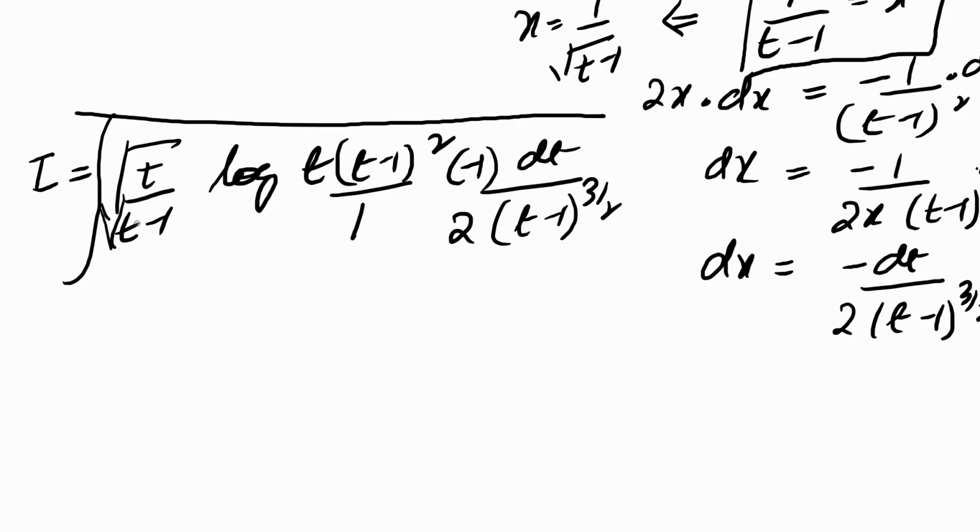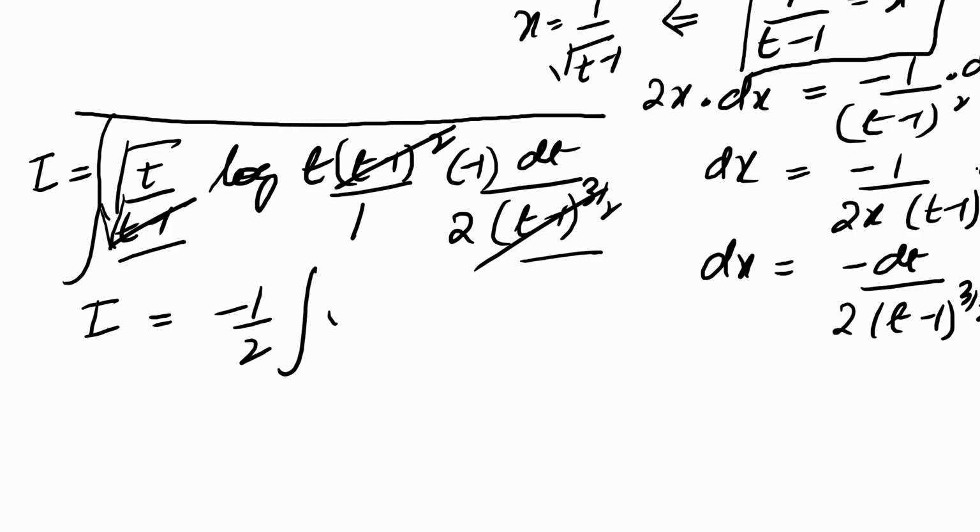Now see, here the power of t minus 1 is half, and here the power of t minus 1 is 3/2. Half plus 3/2 will give me 2. And here t minus 1 is squared. So this will cancel out. I will get a very simple looking formula. Minus half I will take outside. I will get under root t log t. So with proper substitution, you will get this.